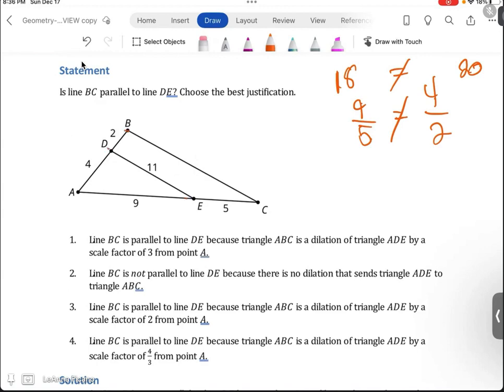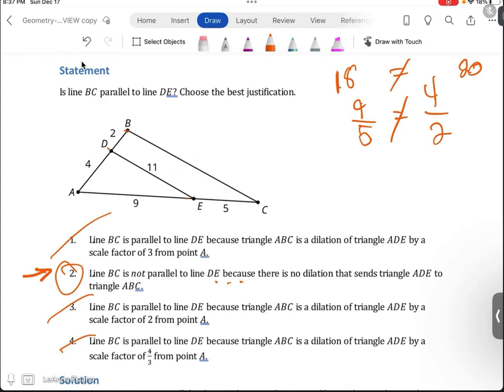Okay, so let's find one that says they're not parallel. Line BC is parallel to DE, so that's not going to be the answer. Line BC is not parallel to DE. That could be the answer. Let me see if there are any other ones that say they're not parallel. Line BC is parallel to line DE because triangle, nope, because we know it's not parallel. Line BC is parallel, nope, we know it's not parallel. So it has to be two, okay?